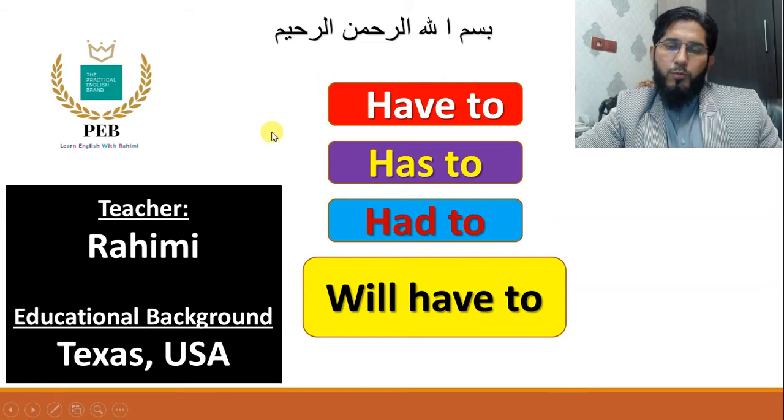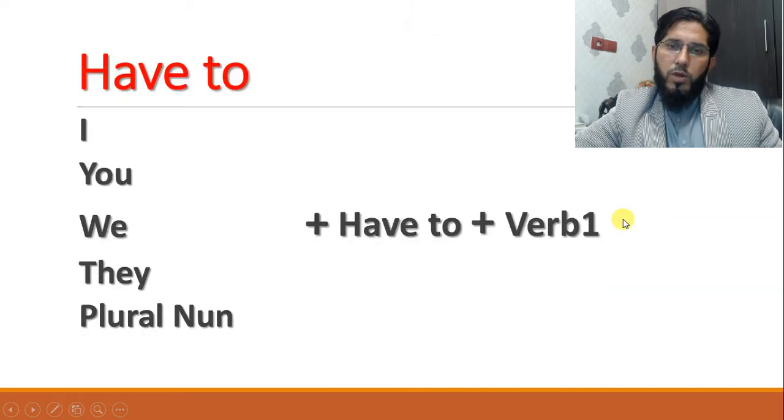When we talk about present obligations, we use have to and has to. When we talk about obligations in the past, we use had to. And when we talk about obligations in the future, we use will have to. Let's begin with Bismillahir Rahmanir Rahim.